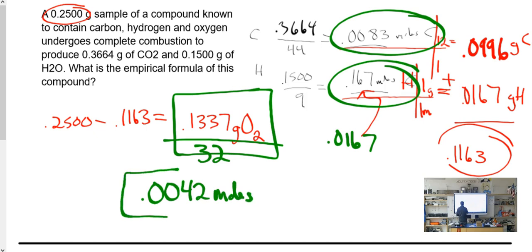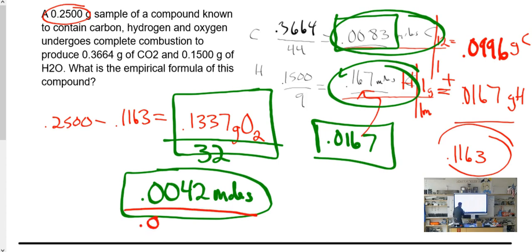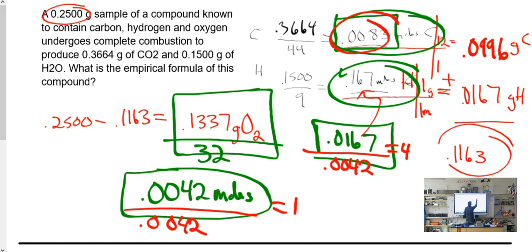All right, so I have that value, I have that value, and I have this value. Now when I have them all in moles, this is the step where we just divide each one by the smallest value, and that will be the oxygen. So let's look right here. We take this and divide it by 0.0042, and that equals a 1. Take this, 0.0042, and that equals a 4. Take this, and that will equal a 2.